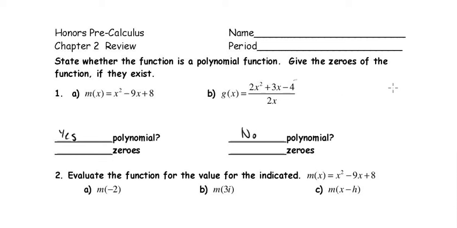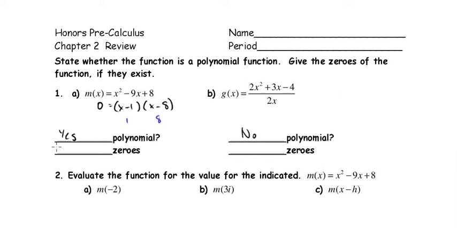So we got no, this is not a polynomial. Next, we've got to give the zeros of the function if they exist. And so let's go through here. And luckily for us, number 1a is factorable. And that's going to be typically one of our easier ways to find the zero of a function. So we set it equal to 0, where the y-axis is equal to 0, and it's going to factor to x minus 1 times x minus 8. That means my roots, or my zeros here, are going to be 1 and 8.